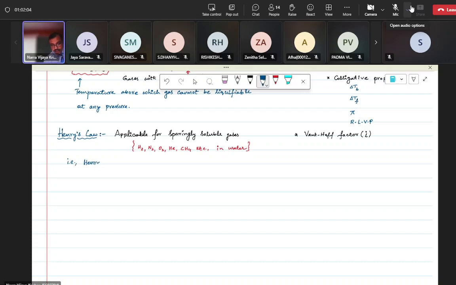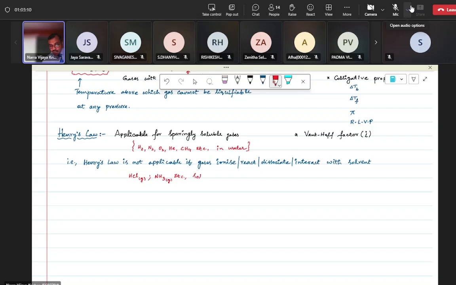Means Henry's law is not applicable. In which cases is it not applicable? If gases ionize or react, or dissociate, etc., or interact with the solvent. See, if this is happening, Henry's law is not applicable. Example, HCl gas, ammonia gas, etc.